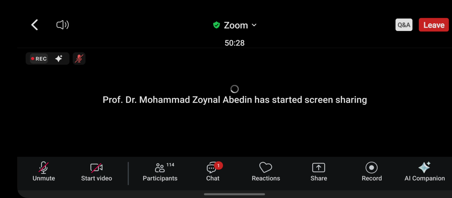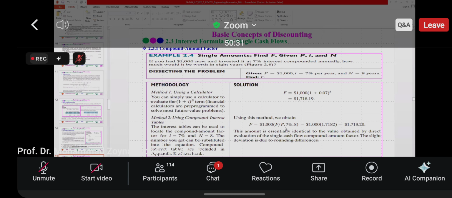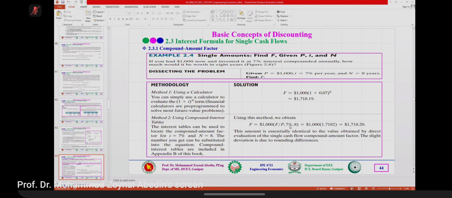I am going to go to the slide again. Now I am sharing. So this F by P given 7% and 8, this value is in the bracket. Inside the bracket, you can see 1.7182, exactly the same value that we noticed. And thus you will multiply this by 1000. This is the answer, capital F.